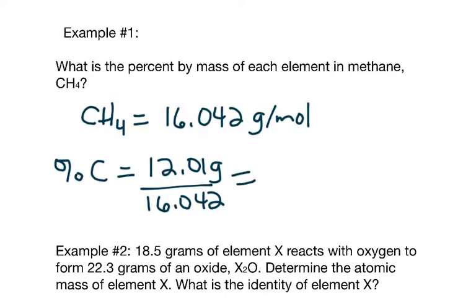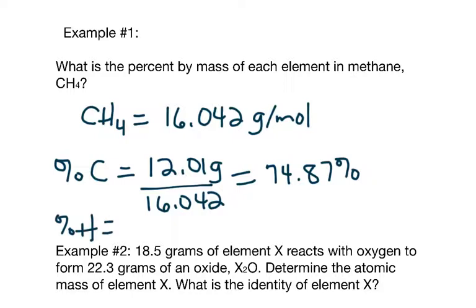Sig dig wise, just to keep you mindful of that, I have 4 sig digs with carbon, so I'm going to keep it. I'm going to say 74.87% carbon. Now realistically, I know hydrogen should just be that subtracted from 100. So 100% is CH4 minus 74.87 should give me 25.3%, which I'm going to go ahead and verify for you.